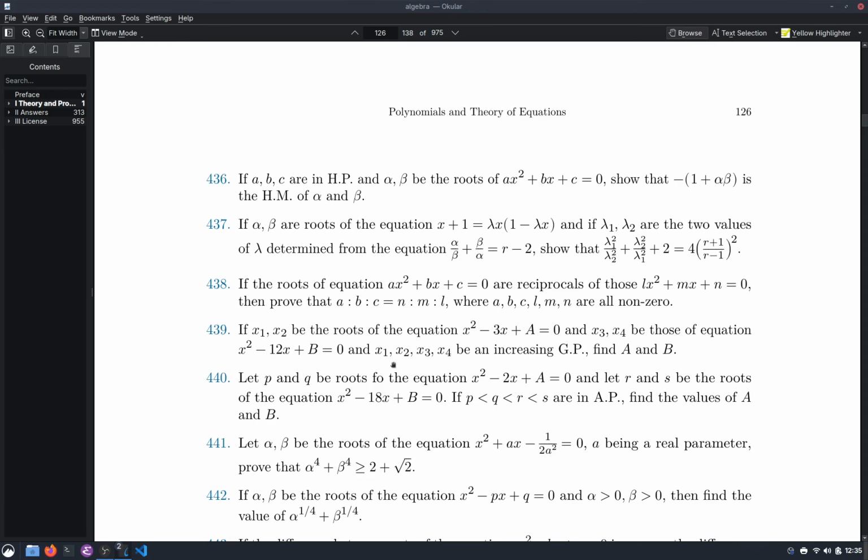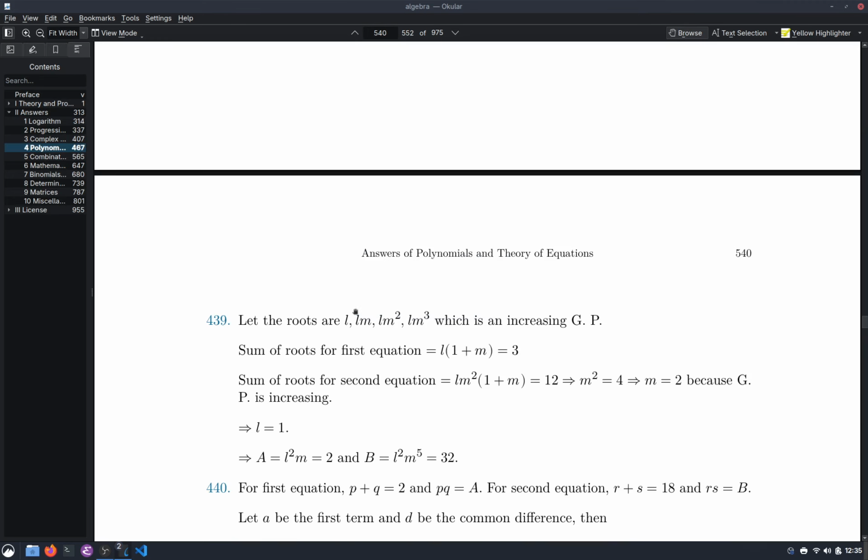So we are given that x1, x2, x3, x4 are in increasing GP. So we let them as L, Lm, Lm square, Lm cube. That is, one of the roots is L, and then we have m as common ratio. So from the first equation, sum of the roots is L into L plus m, that is, L into 1 plus m, that is 3. And sum of roots for the second equation would be Lm square into 1 plus m is equal to 12. So once we have that, we divide this.